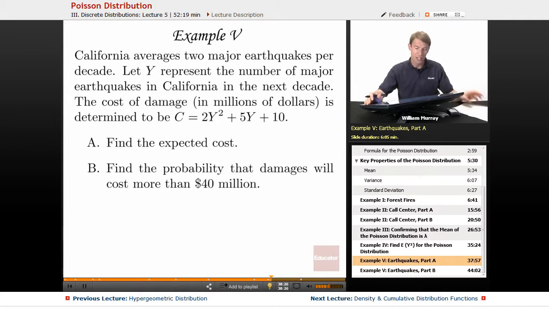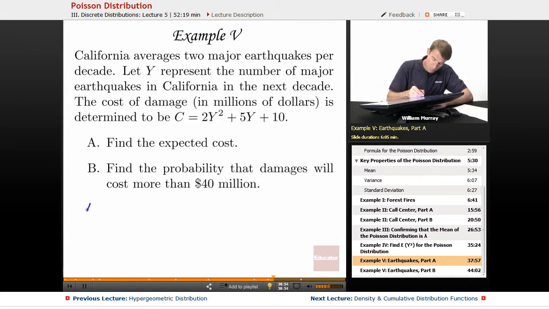So we want to find the expected cost. How much do we expect on average to pay in damages per decade for earthquakes in California? And also find the probability that the damages will cost more than $40 million. What's the probability next year that we will have to spend more than $40 million on earthquake damages? I guess not next year, but next decade. So let's find the expected cost first.